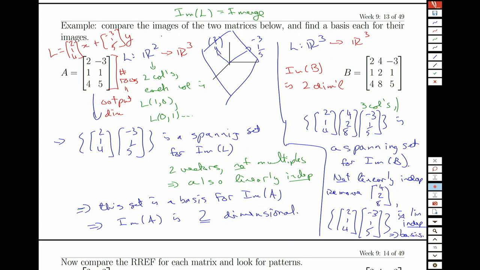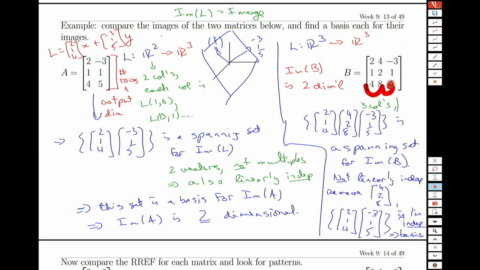We want to take it one step further, though, and go, OK, spanning sets are great, but they can be a little bit too big. I can have extra things in my spanning set that I don't really need, and that gets us back to the idea of the basis. A basis is a trimmed-down spanning set. It's a spanning set that has no redundancies. It's a spanning set that's linearly independent.